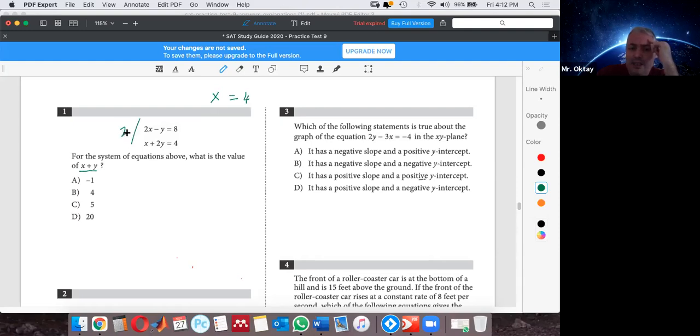Let me do it again. 2 and 2, 4x plus x, 5x. I am adding side by side. 2 and negative 2y, positive 2y, 0. 2, 8, 16 plus 4, 20. So x is 4. But the question is not find x.